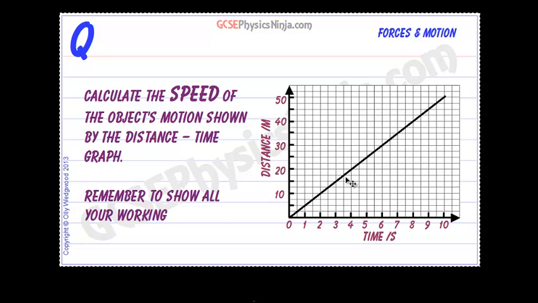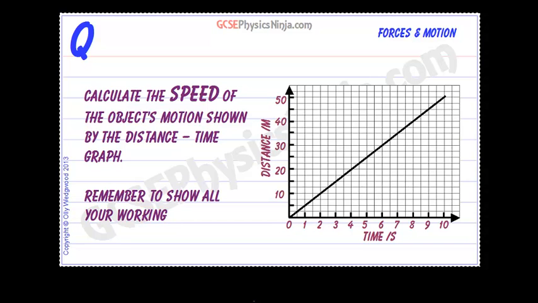So now we have to calculate the speed of the object's motion that is shown by this distance time graph. So we've got to show all of our working. And how do we work out the speed from a distance time graph? Well, we've got to calculate or find the gradient. That's the slope, or how steep this line is.